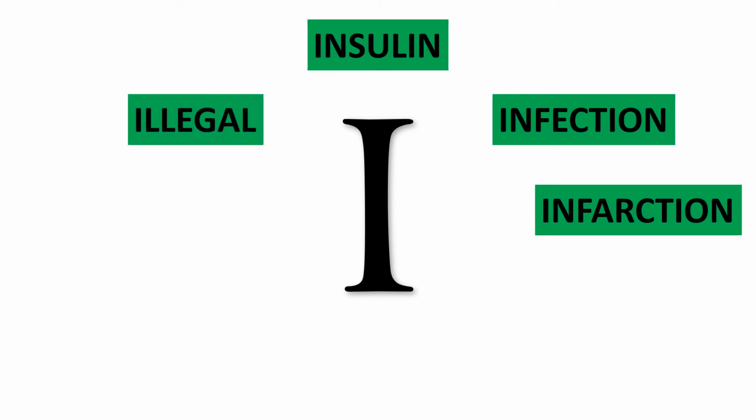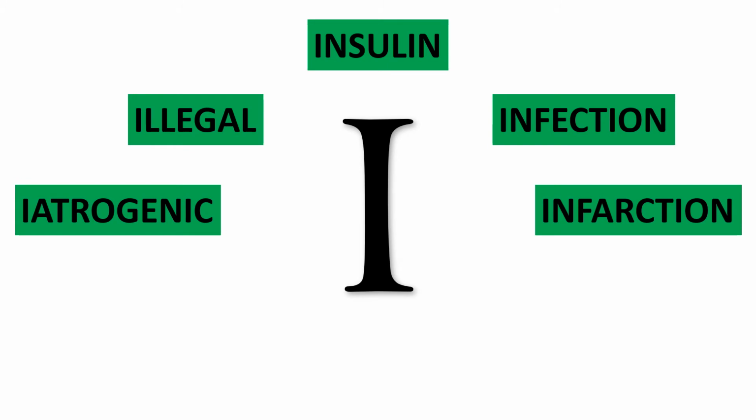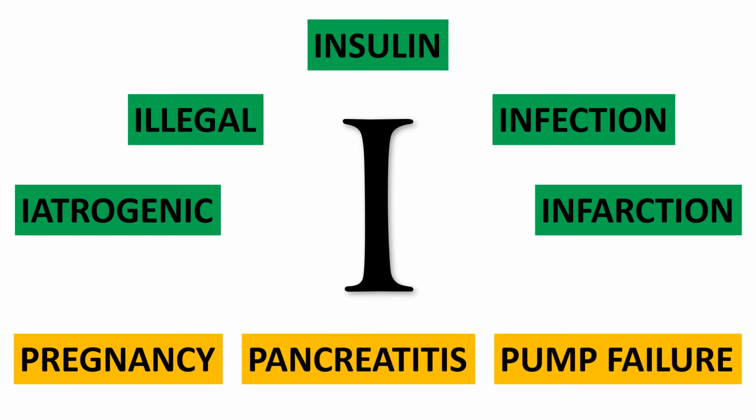The other two I's are illegal and iatrogenic. Illegal for substance abuse, for alcohol abuse, which usually results in noncompliance, but can also result in a catecholamine surge. And iatrogenic is where we have either made medication changes, such as adding steroids or adding anti-diabetic medicines, such as SGLT2 inhibitors, that can result in diabetic ketoacidosis. The other three causes that I like to stress on are three P's: pregnancy, pancreatitis, and insulin pump failure. All three of these can also result in precipitation of DKA and are important to recognize.